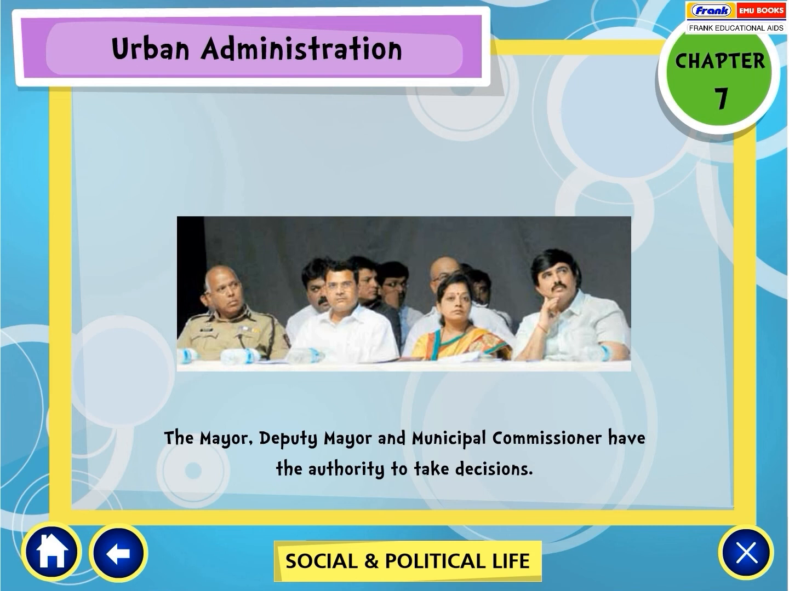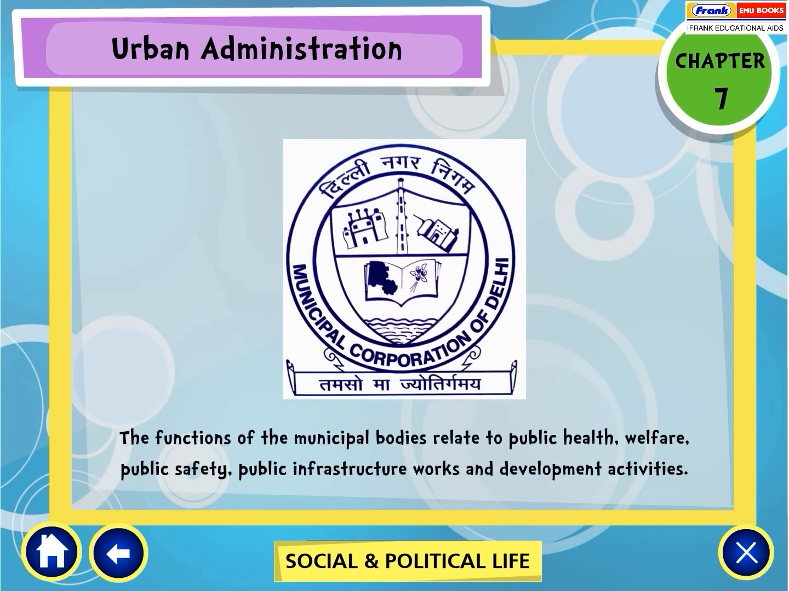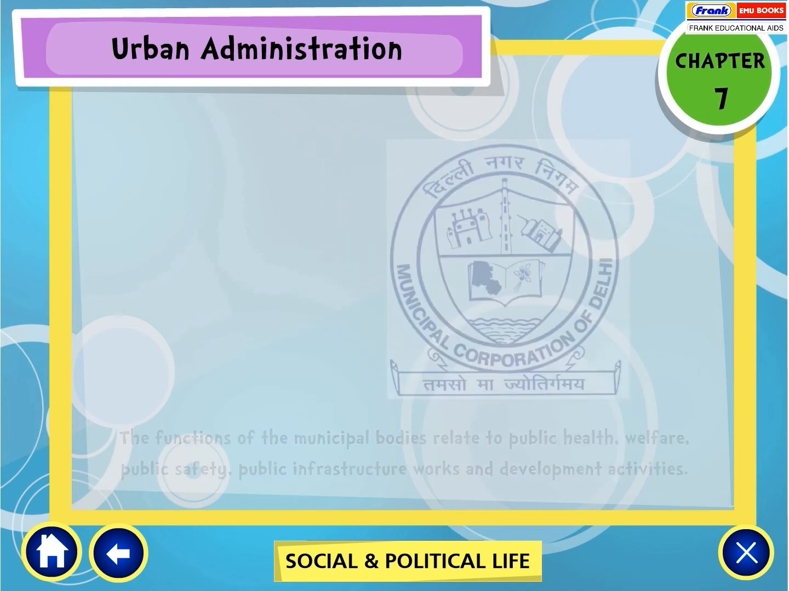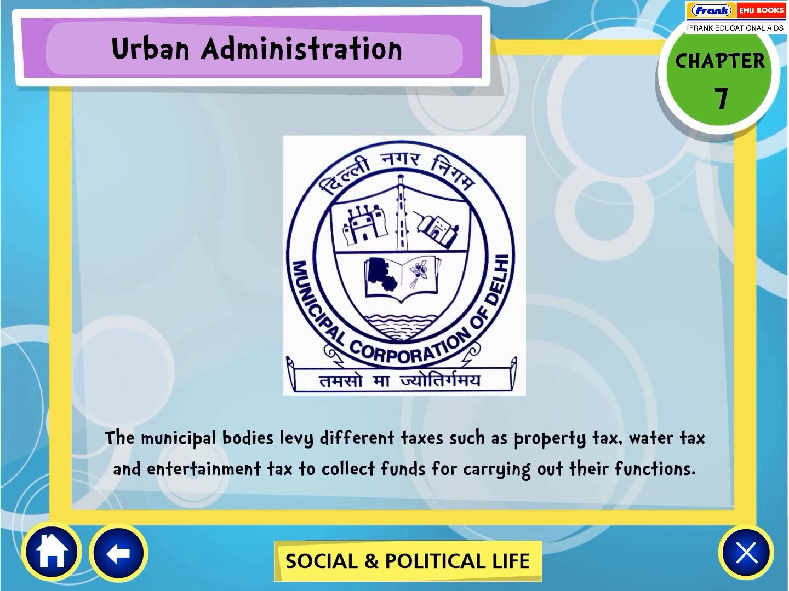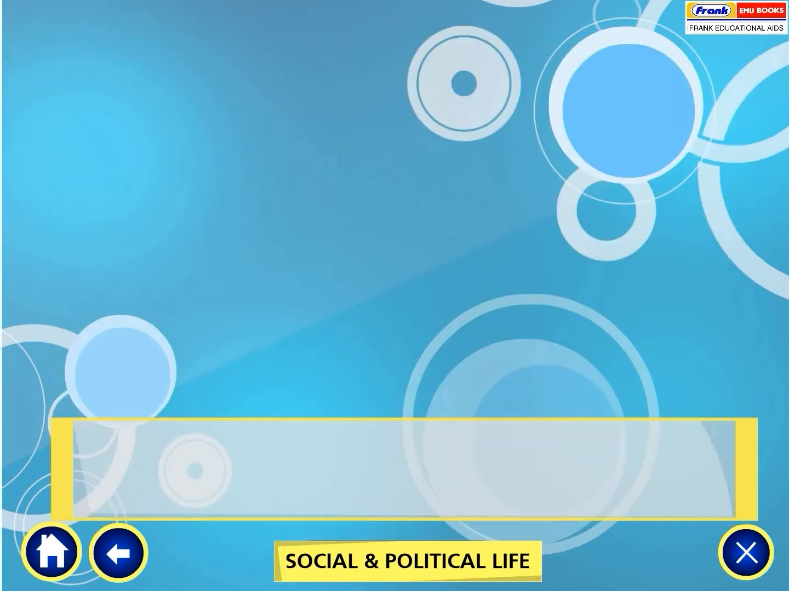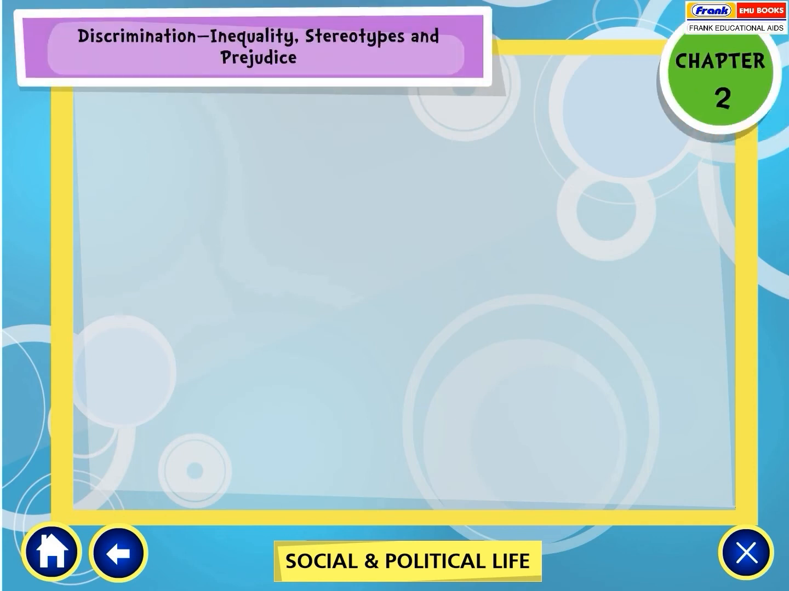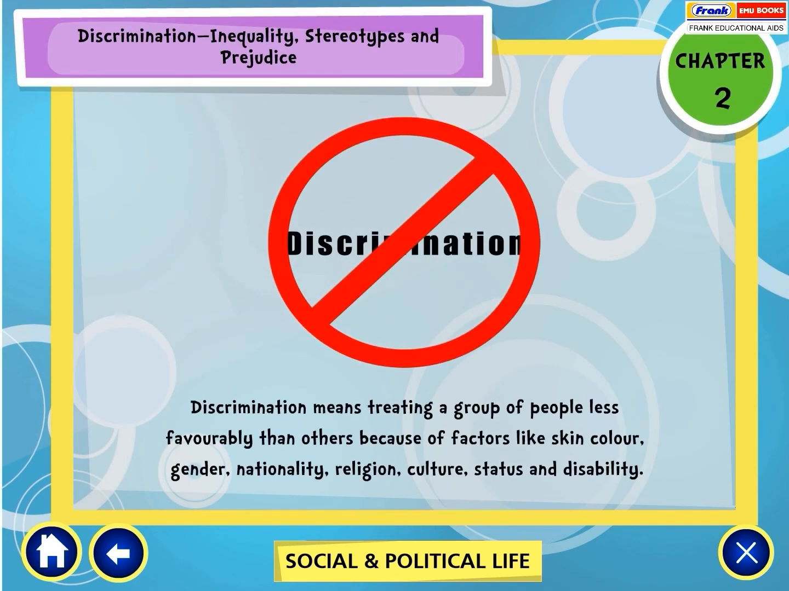The mayor, deputy mayor, and municipal commissioner have the authority to take decisions. The functions of the municipal bodies relate to public health, welfare, public safety, public infrastructure works, and development activities. The municipal bodies levy different taxes such as property tax, water tax, and entertainment tax to collect funds for carrying out their functions.